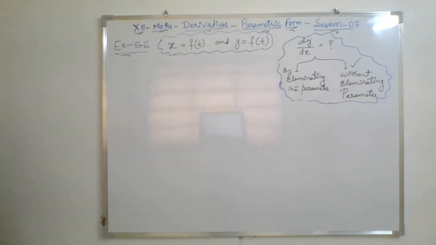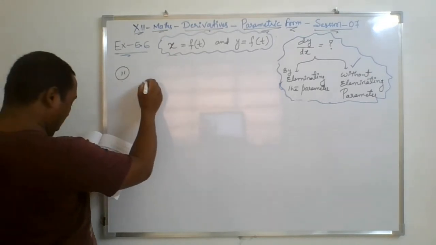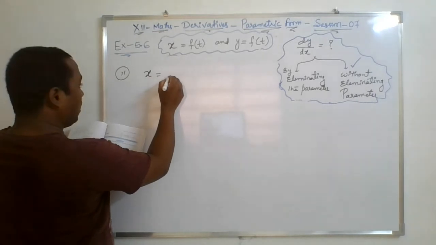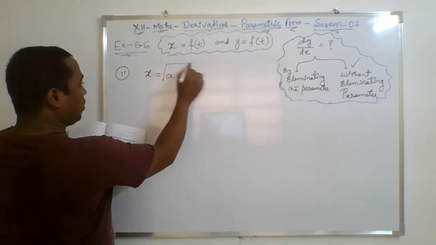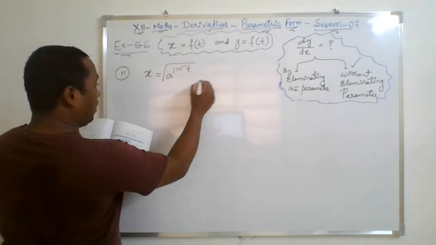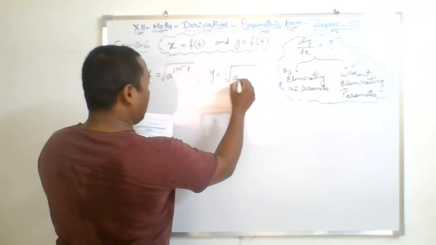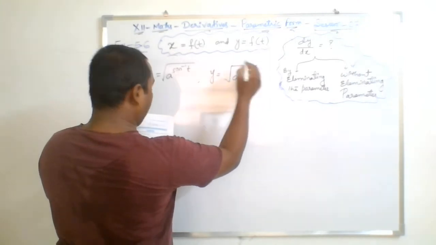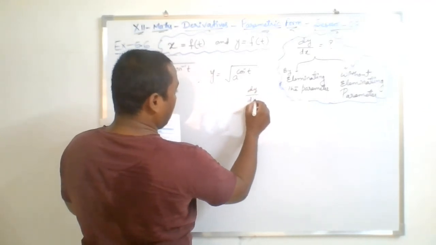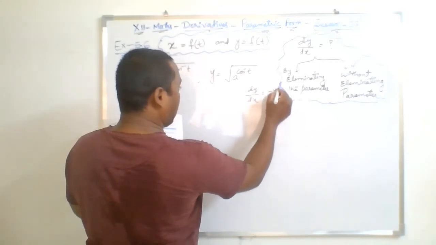Here, question number 11 I am taking as the last question of today's class. So x is equal to the square root of a to the power sin inverse t, and y is equal to the square root of a to the power cos inverse t. And in this question, they have mentioned the target. Prove that dy by dx is equal to minus y by x.